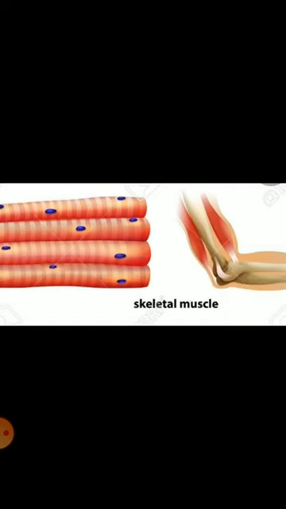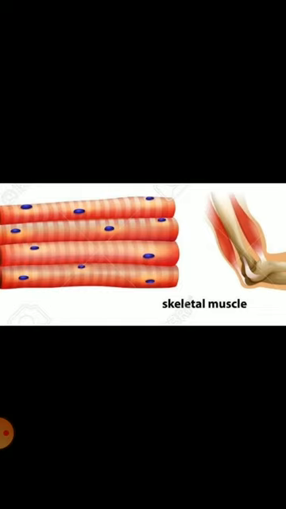Another type of muscular tissue is unstriated muscle. These muscles are called smooth muscles. The reason is that there are no dark and light bands present. It is clear from this picture. And their movement is not under our control. That is the reason they are called involuntary muscles.